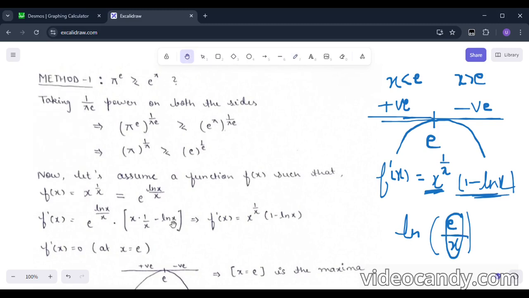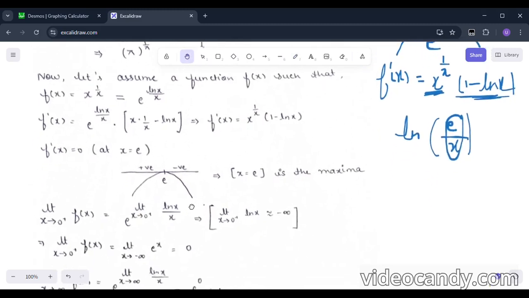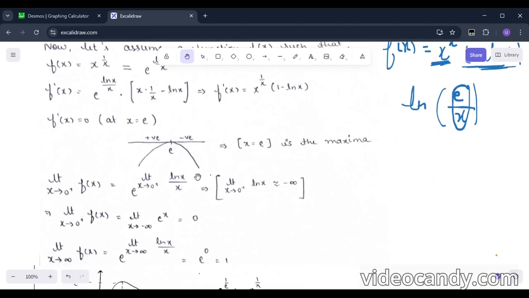So yeah, now we have calculated the critical points, and now we need to just find the limit of the function at the boundary points. So the first boundary point is x equal to 0, and for limit x tending towards 0 plus. 0 plus is basically we are approaching 0 from the right hand side.